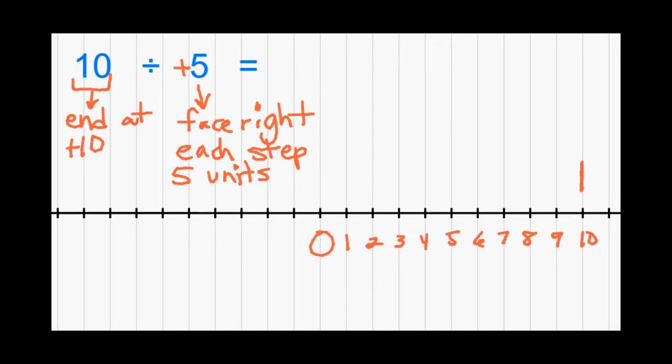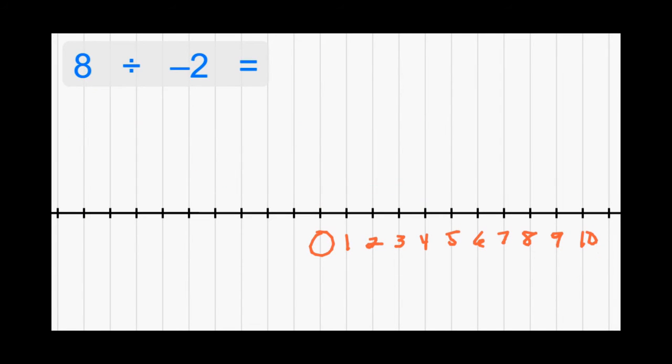So what we do is we start at 0. It says that each step we take has to be 5 units long. So we're going to take our first step, and then we're going to take our second step to end at 10. And so it tells us that we took a total of 2 steps to make it all the way to +10. So here I'm modeling 10 divided by 5 gives us 2, because we took 2 steps. Each step was 5 units long.